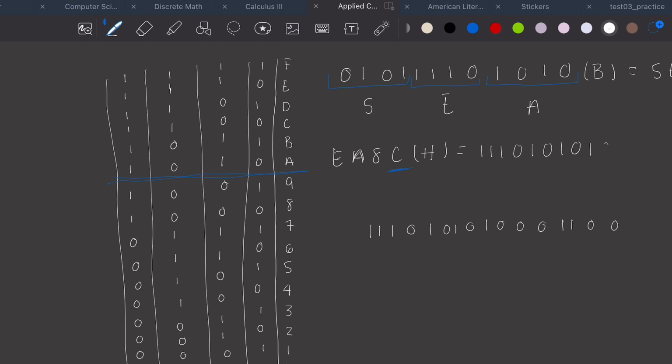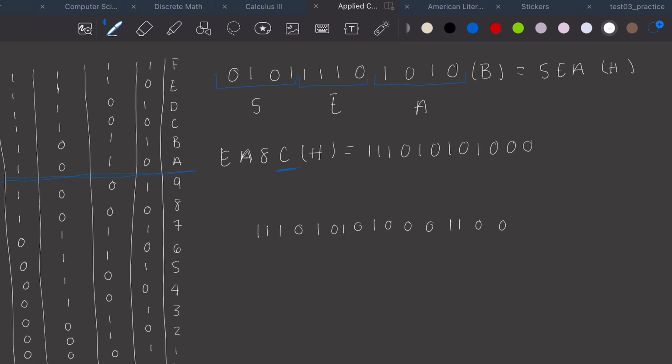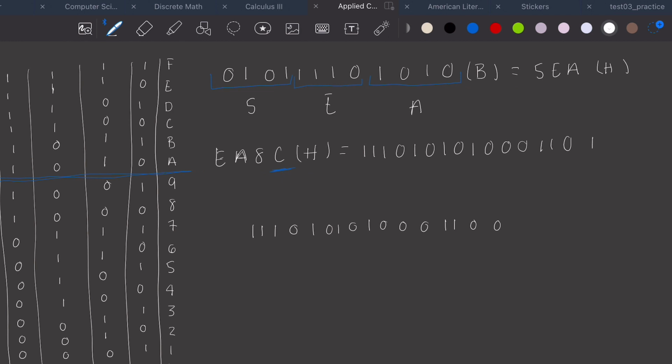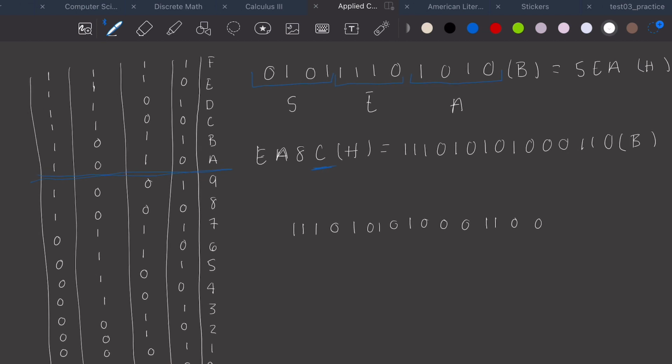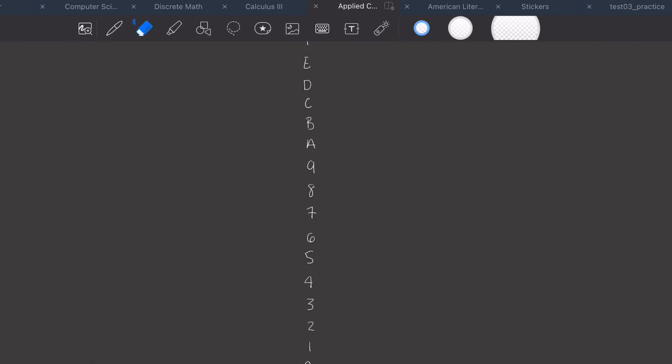1010 1000 110 in binary. And that is it for the conversions.